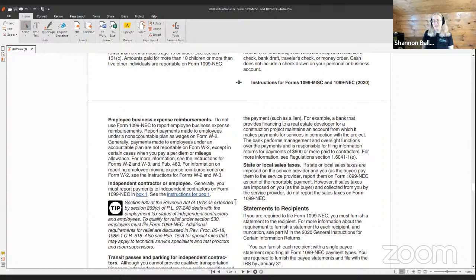We only made 1099s in the amount that we actually paid out of our checking account to the subcontractors. And the bank was then responsible for sending a 1099 to the same contractors for payments that were made to the contractors out of the line of credit.